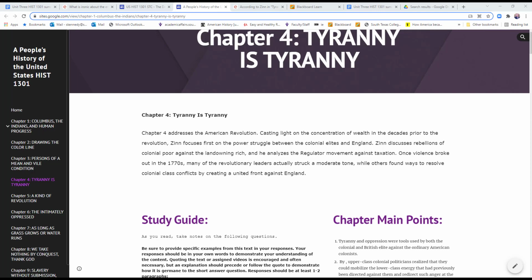It was largely to distract the common people, who had been fighting the colonial elite on ideas of social justice and economic justice throughout the colonial period. We studied one of those in great detail, Bacon's Rebellion. There would be more rebellions throughout that period, and Zinn speaks to those rebellions throughout Chapter 4 as well.